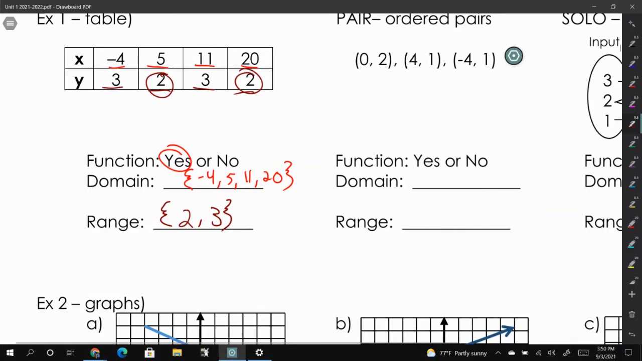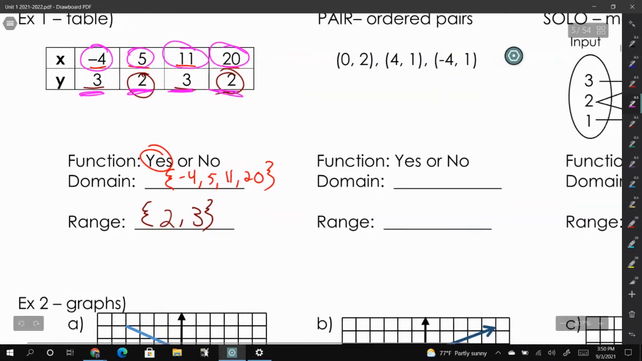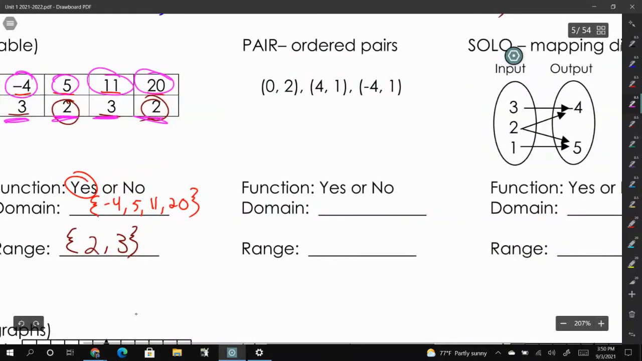You could think about it as, if I hit the -4 button, I get Coke. If I hit the 11th button, I get Coke as well. That's okay. If I hit the 5th button, maybe I get Mountain Dew, and I hit the 20th button, I also get Mountain Dew. That's okay as well. For this one, I'm looking at my ordered pairs, which you remember are x comma y. None of my x values are repeated, so this is a function.